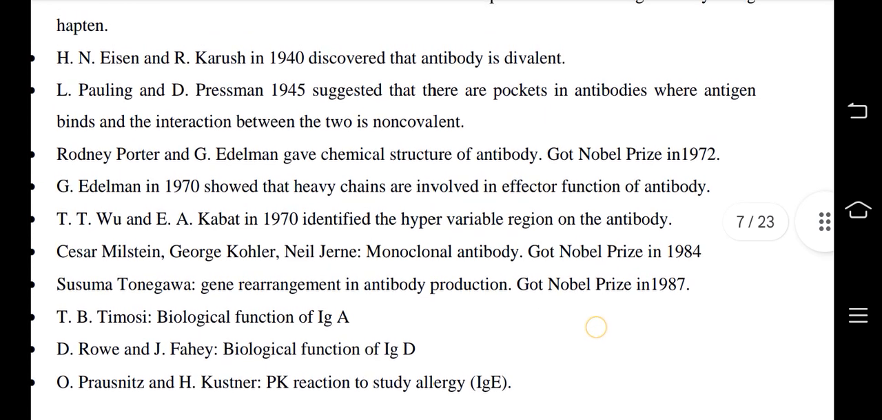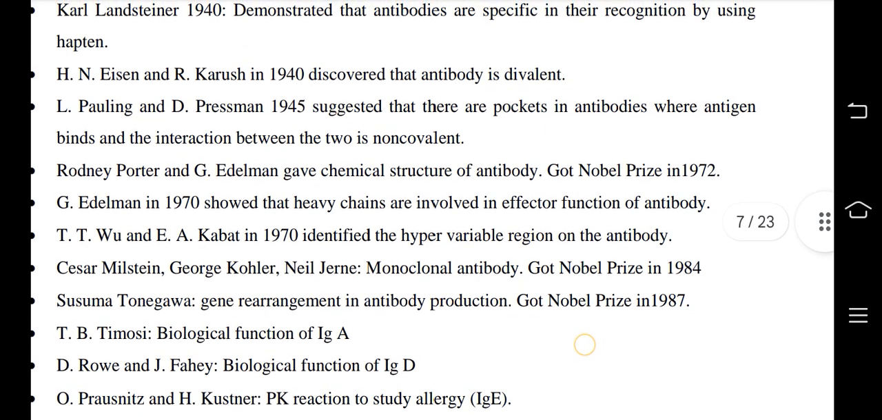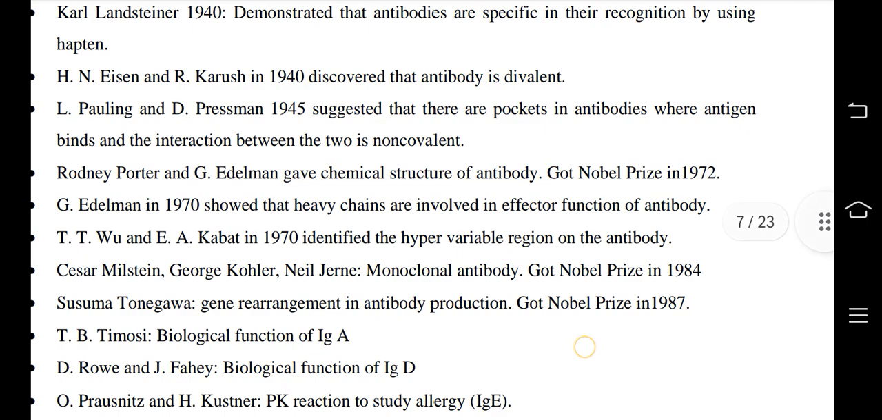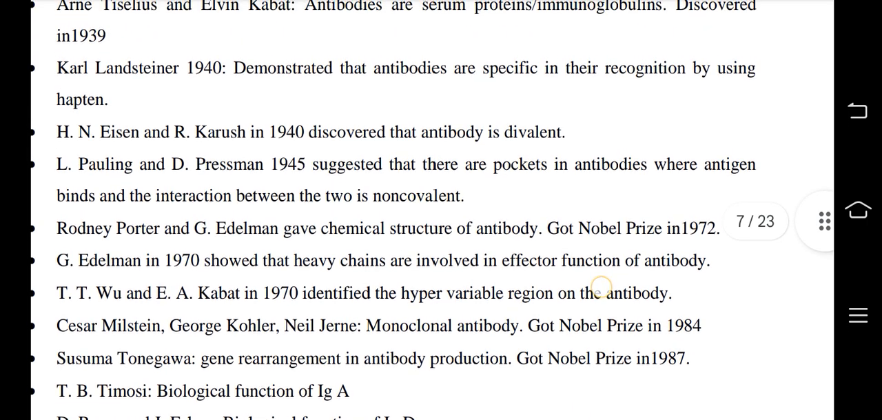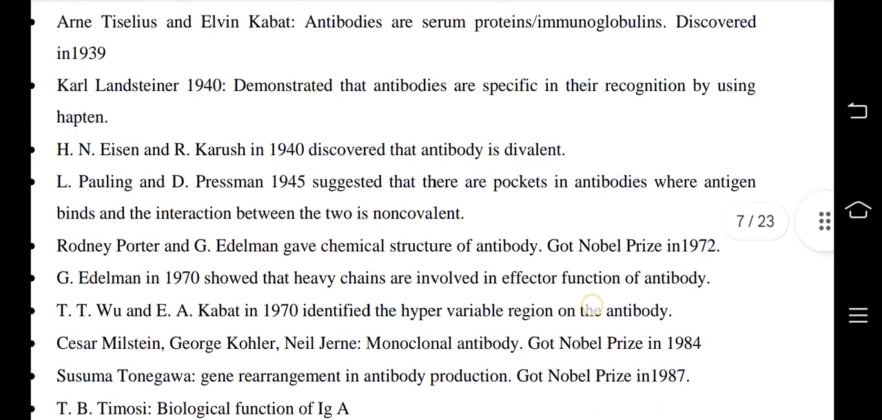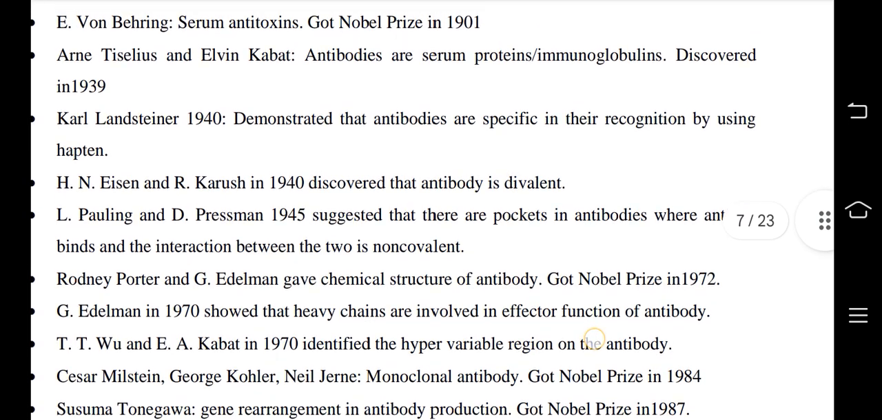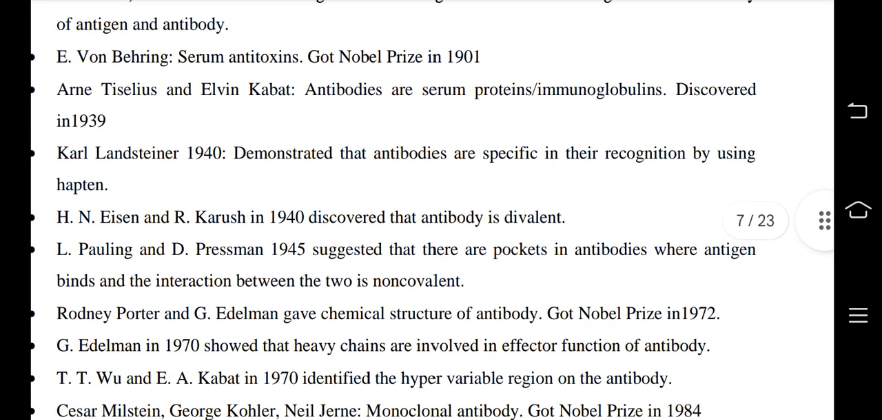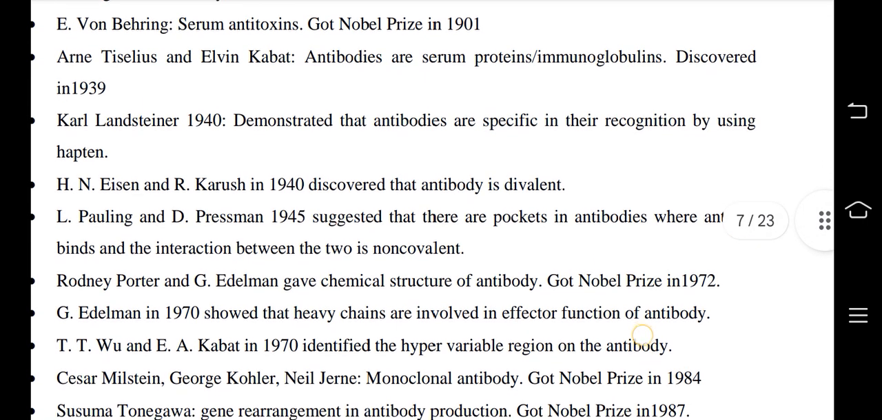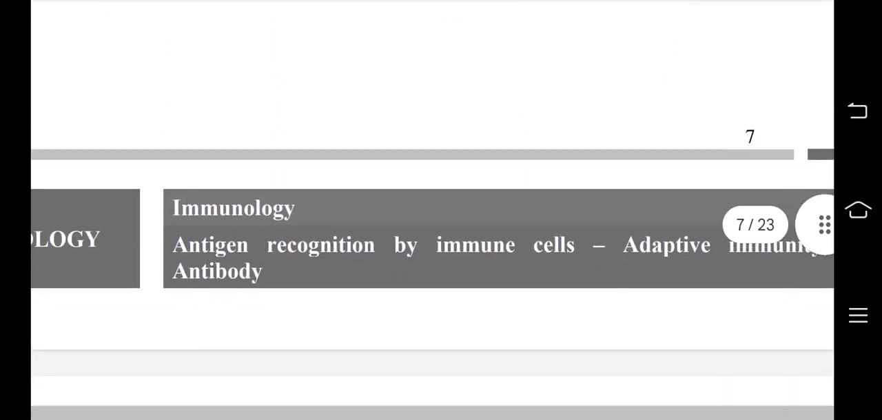Chemical structure of antibody. Then there are pockets in antibodies where antigen binds, and the interaction between the two is non-covalent. Antibody is divalent. Antibodies are specific in their recognition, shown by using hapten, serum proteins or immunoglobulins, serum antitoxins.